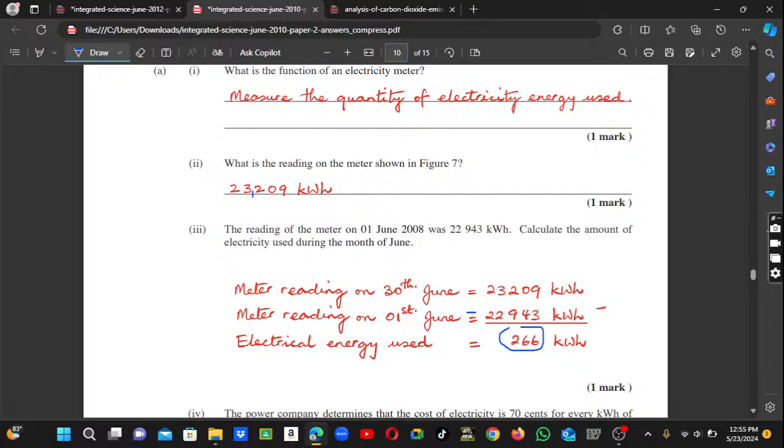So this is pretty simple, the difference between the readings of the meter. It's not hard. Good. So we're moving forward now, guys.